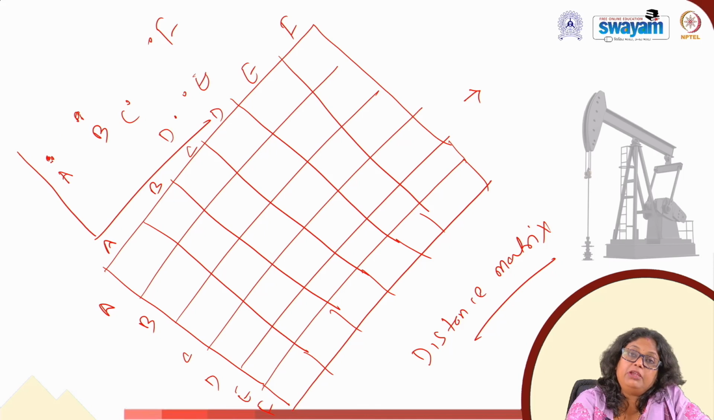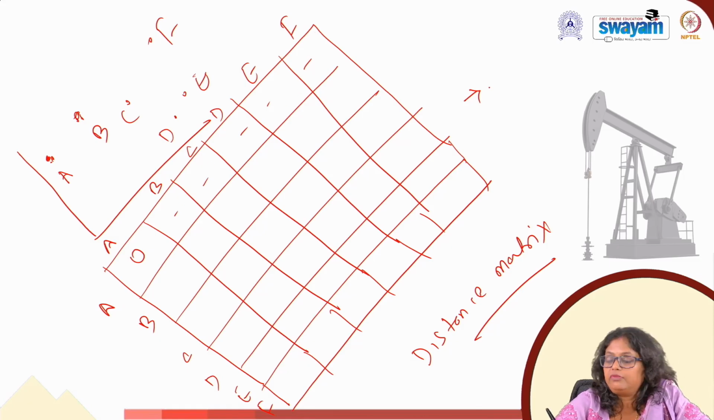Initially, between each cluster, each is itself one cluster, so the distance between A and A would be 0. Then there would be some distance from A to B, A to C, A to D, A to E, A to F, some numeric value which I am going to put here.